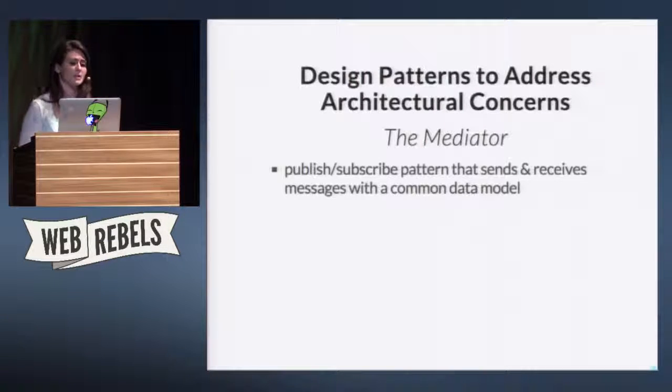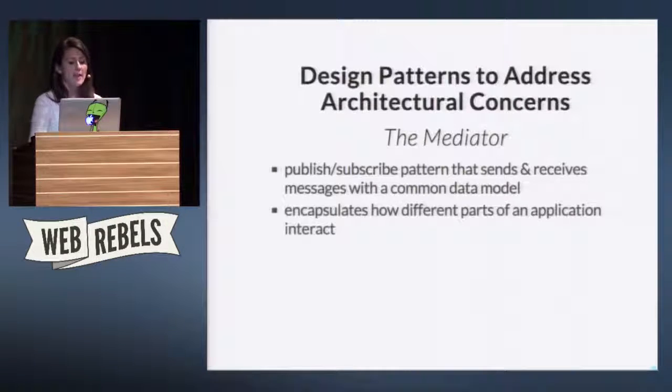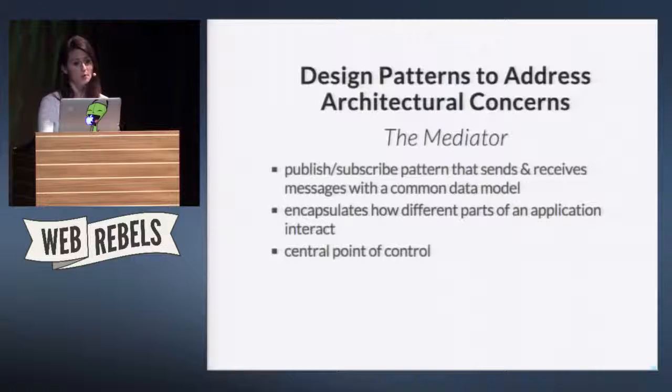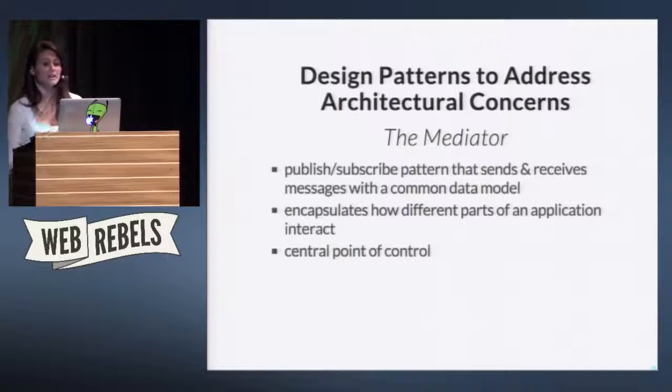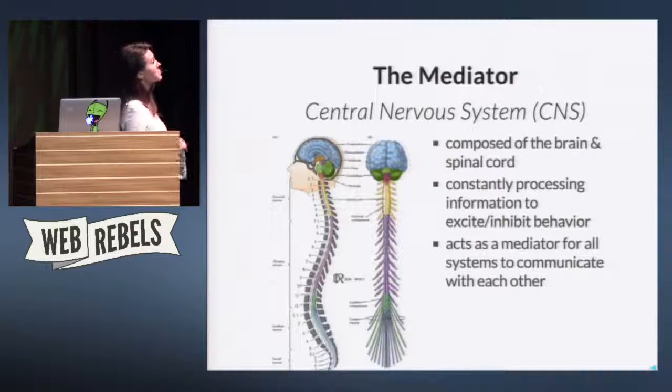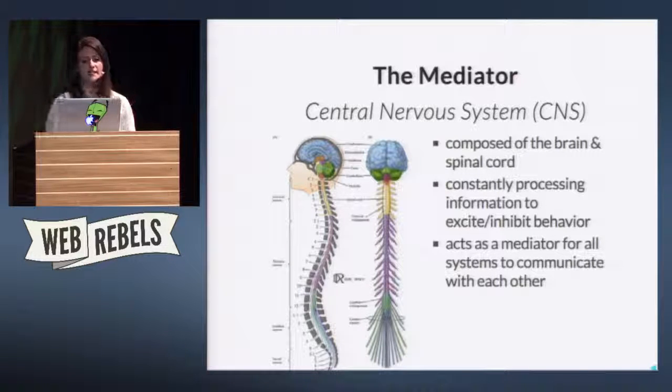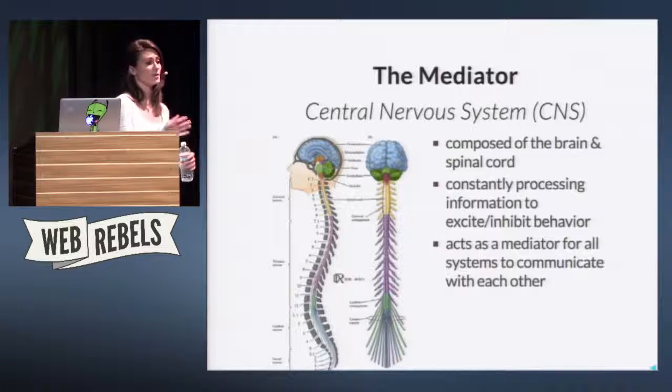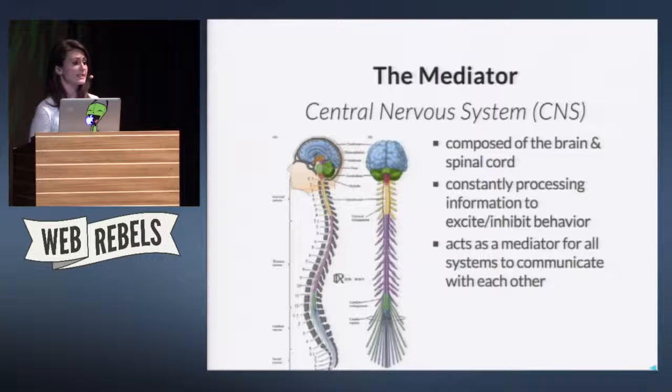The mediator pattern is a publish-subscribe pattern that sends and receives messages with a common data model. It encapsulates how different parts of an application interact, and it can be considered a central point of control. In our bodies, our nervous system is split up into two parts. The mediator for us is our central nervous system, which is composed of the brain and the spinal cord. It's constantly processing information that's going to excite or inhibit behaviors, and it acts as a mediator for all the systems of our body to communicate. So the respiratory system, the cardiovascular system, this is where they're all going to send their messages, and where they're going to get them from.